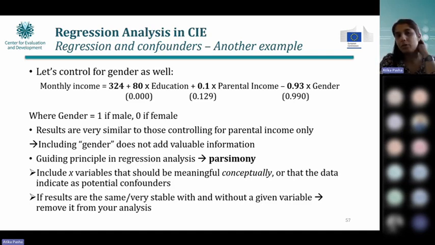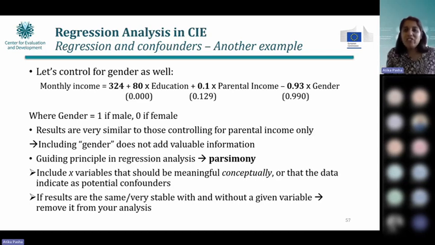The guiding principle here should always be: if you're adding variables and one of them is not adding too much to your result, it's simply stealing away your degrees of freedom, or the freedom to run your analysis given your sample size. Even if it conceptually makes sense, drop it. The reason why this is happening is probably that all the information contained in gender is potentially already captured by other variables, let's say, parental income or education in this case.